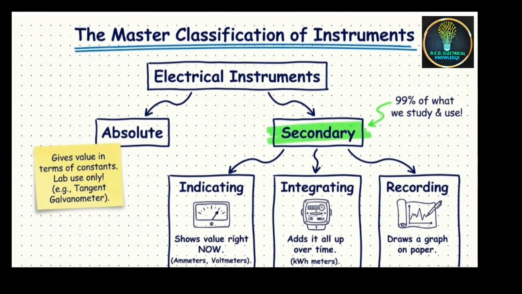Secondary instruments are further classified as indicating instruments, integrating instruments, and recording instruments. That is, secondary instruments are three types. Indicating instrument shows value right now. Examples are ammeters and voltmeters.